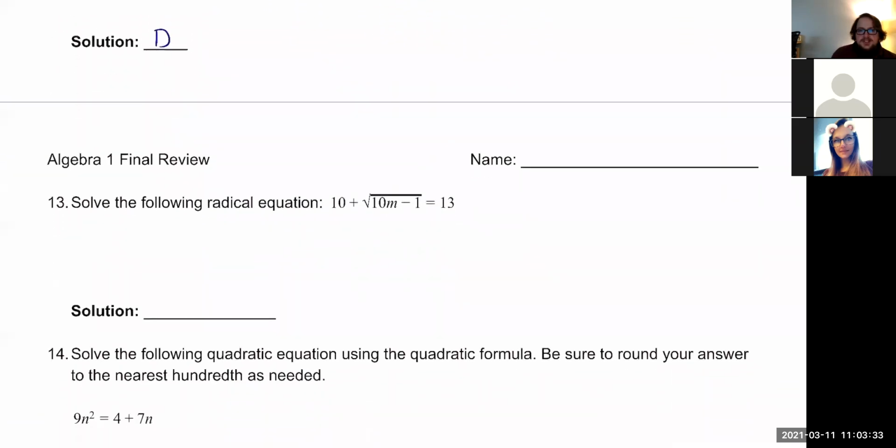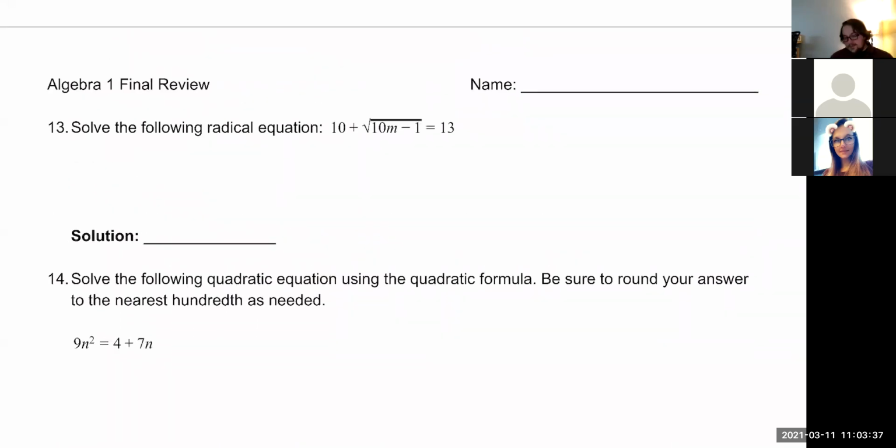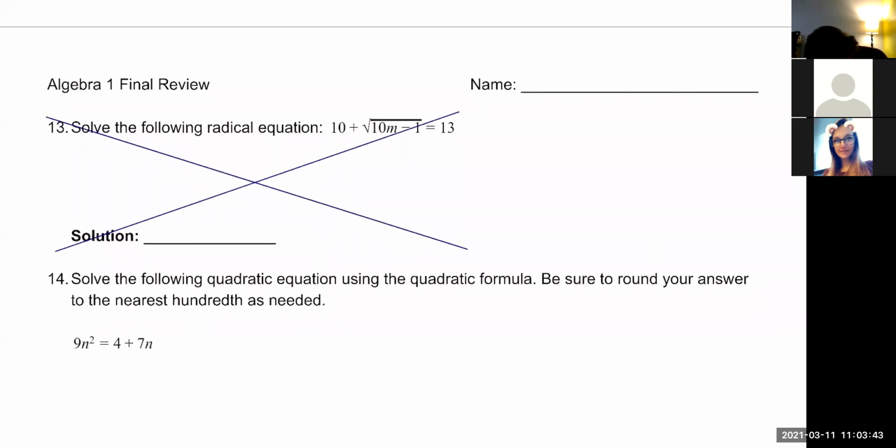Moving on to number 13, solve the following radical equation. So we talked a lot about simplifying radicals. We did not, however, talk about solving equations that had radicals in them. It's actually a fun lesson. I'm hoping to actually get to it next term because it's 9 weeks long. We didn't get to it this term, so it wouldn't be fair for me to test you on it. So 13 you can throw away.